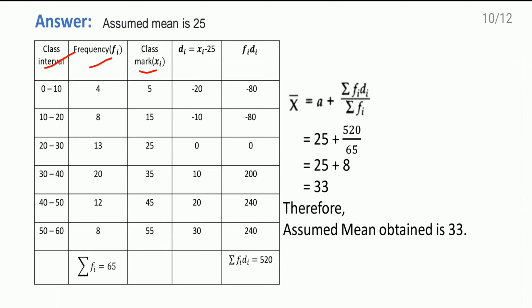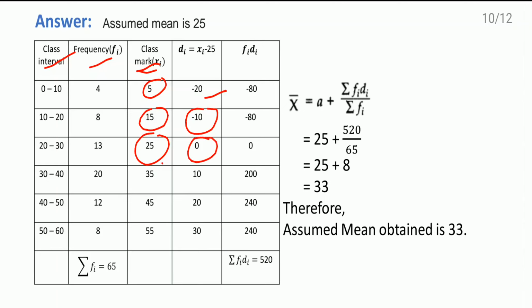Now see here, xi minus 25. So all these values are x values, correct? So 5 minus 25, if we do, our answer comes as minus 20. Then 15 minus 25, if we do, our answer comes as minus 10 here. 25 minus 25, answer will be 0.